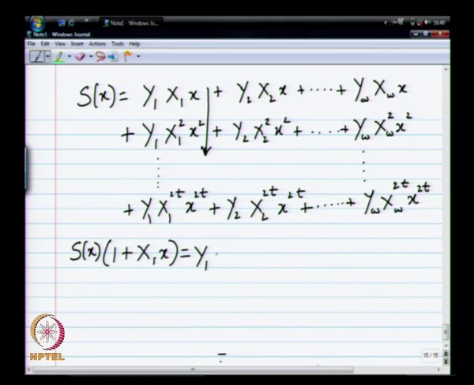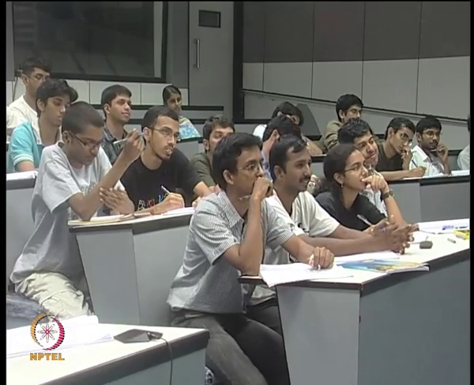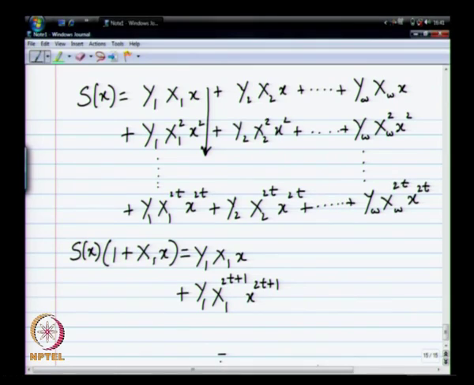In the first column, you will get y1 x1 plus y1 x1 power 2t plus 1 x power 2t plus 1. All other terms will get cancelled out because of the way I am multiplying out. This is only in the first column. What will happen in the other columns? You will have everything. Can't do anything, all the things will be there. Is that right? The other columns will have all terms.